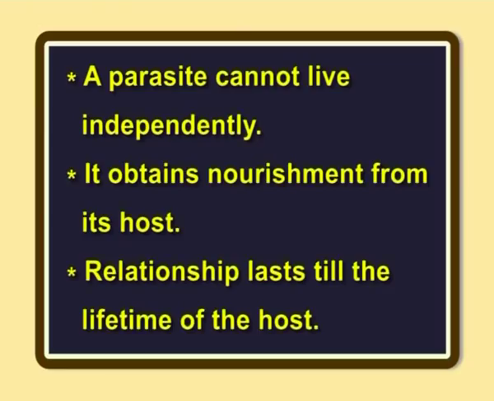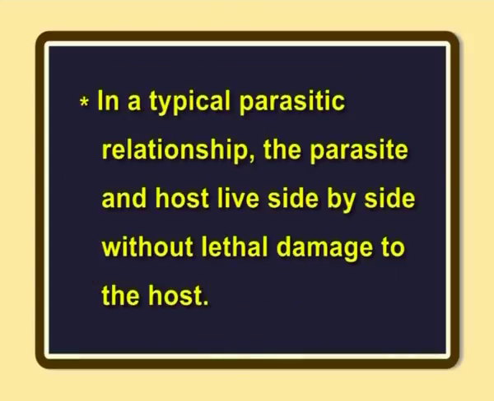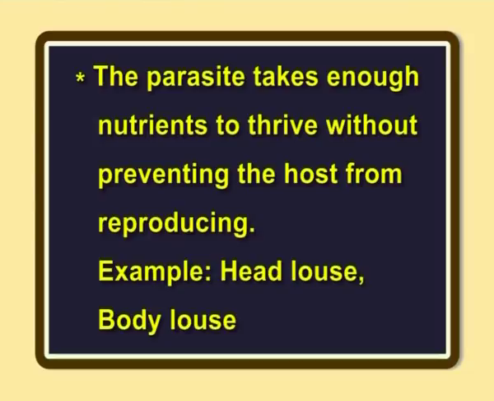Parasite: a parasite cannot live independently. It obtains nourishment from its host. The relationship lasts till the lifetime of the host. In a typical parasitic relationship, the parasite and host live side by side without lethal damage to the host. The parasite takes enough nutrients to thrive without preventing the host from reproducing. Example: head louse, body louse, etc.